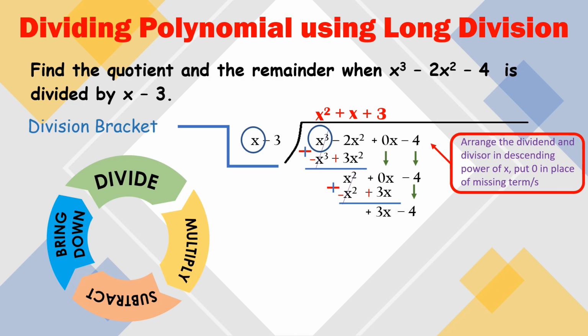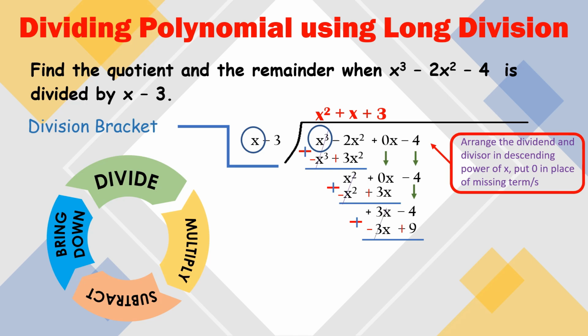3x divided by x will give you 3. Then we multiply again. So we multiply 3 to your divisor. So 3 times x is 3x. 3 times negative 3 is negative 9. Then after multiply, we subtract the terms. Since we're subtracting the terms, we're going to change the sign of the subtrahend, proceed to addition. Then all you have to do is to add these terms.